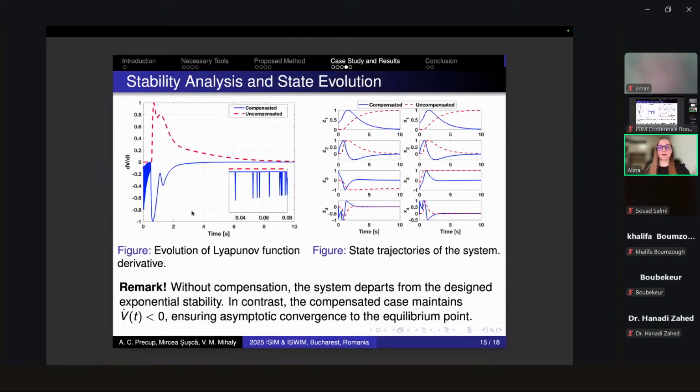Also, these plots compare the uncompensated case where W equals 0 with the compensated case obtained from the convex optimization. On the left, we show the derivative of the Lyapunov function, and on the right, we show the state trajectories. Without compensation, V dot becomes positive for some time, which means that the design exponential stability is lost. With compensation, V dot remains negative, ensuring asymptotic convergence to the equilibrium point.